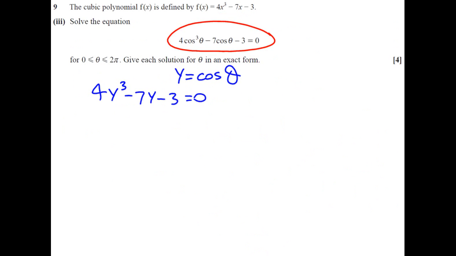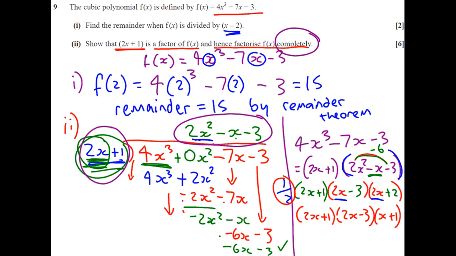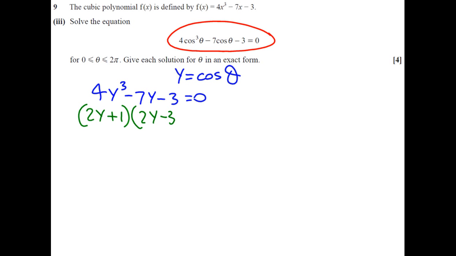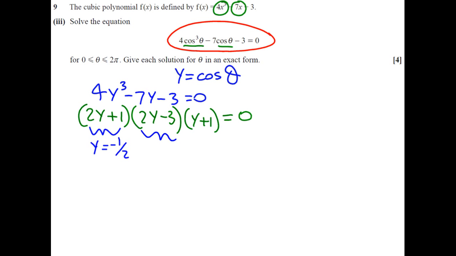2y plus 1, 2y minus 3, and y plus 1. Okay. Can you see it's exactly the same as this, but with the cos theta instead of the x? It's a disguised cubic in this case. That equals 0. Okay. So this means that y equals minus a half. This means that y equals 3 over 2. This means that y equals minus 1.